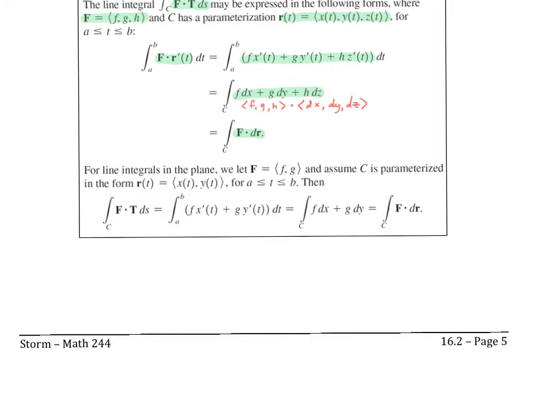Now this is for three-dimensional space. However, if you're looking at just two-dimensional space, our vector field is just F, G, and r is just x, y. Then we have this shorter formula that's down here.